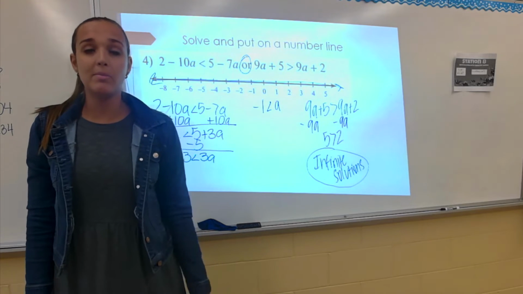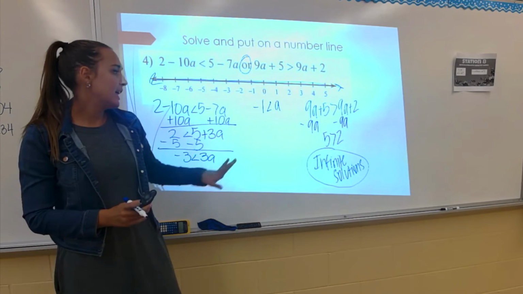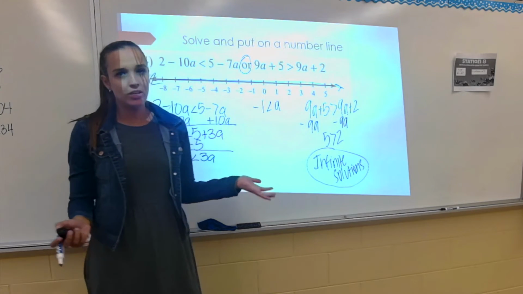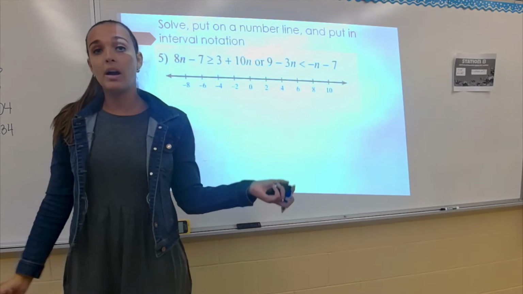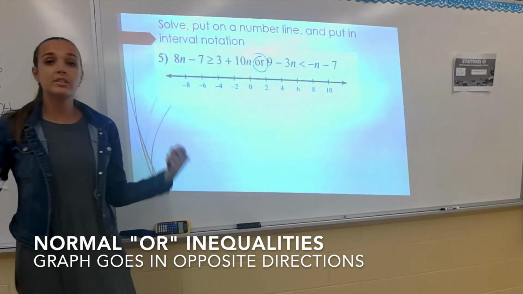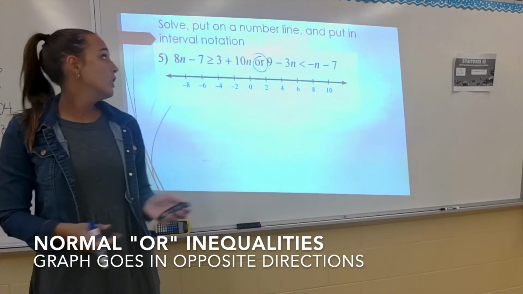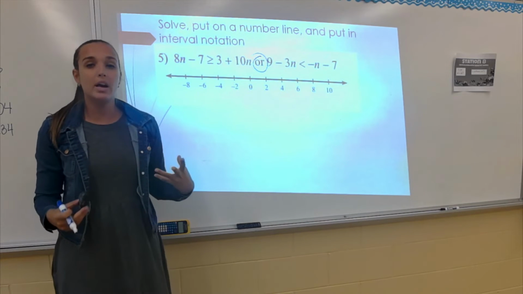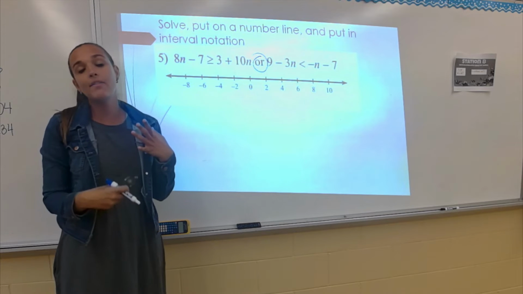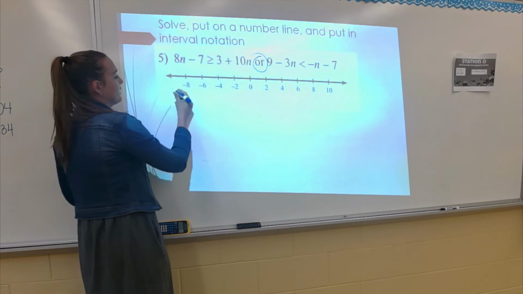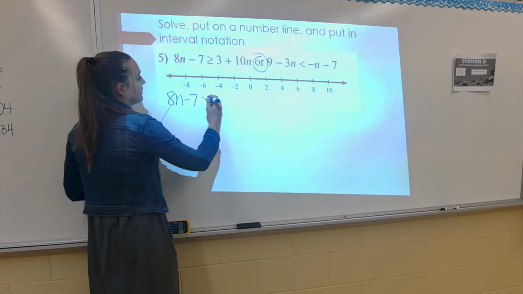Now let's take a look at another problem that's a little bit more basic. It's not as intense of trying to decipher which answers make sense and not. Now we have this problem. It's another or statement, so it should be going in opposite directions when we graph it on a number line. We also are asked to put it into interval notation. So there's a lot of stuff going on in this problem, which means we get to have ample time to show all our knowledge. So we're going to start off by solving this one on the left.